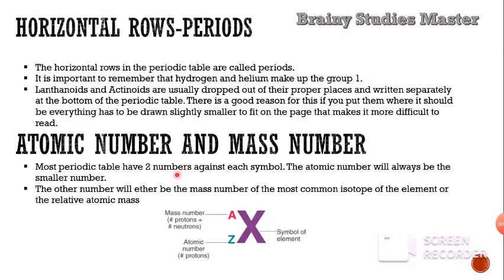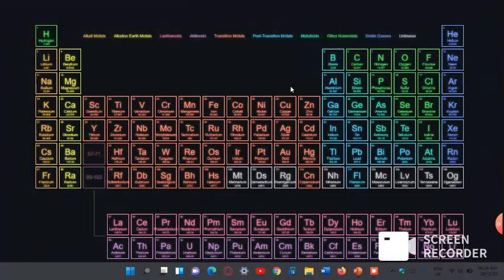So the other number will be the mass number, or the most common isotope of the segment, or the relative atomic mass. Here, atomic number means the number of protons only, so it will be a lesser number, right? Mass number means the protons and neutrons in the nucleus of the atom, so it will be more, right? We'll look at an example of it, and in this we'll take carbon.